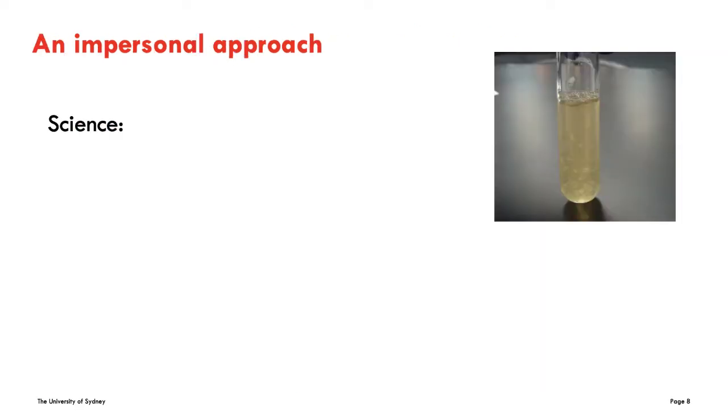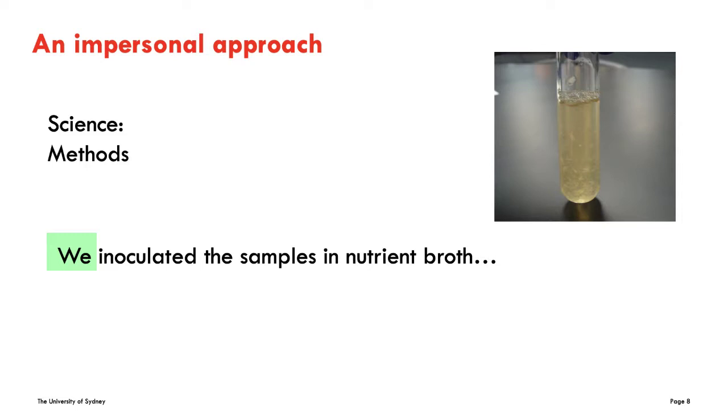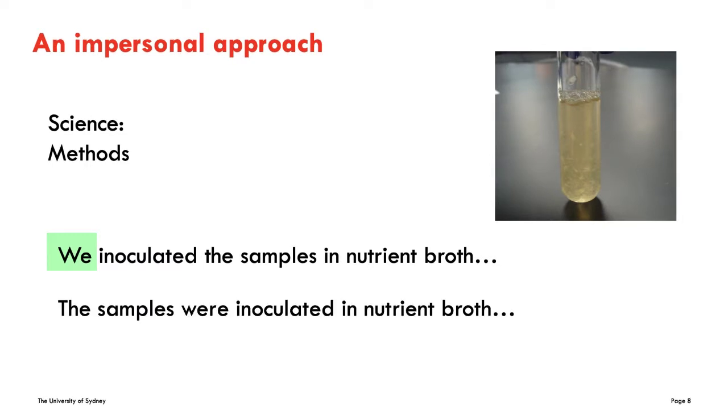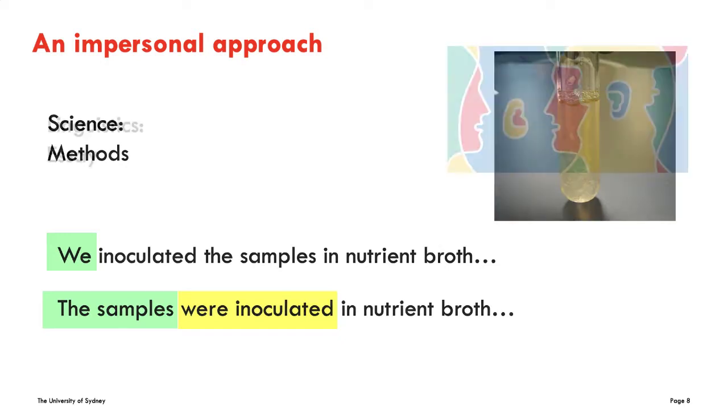In science-based disciplines, a personal approach is often not acceptable. For example, you typically have to write impersonally in the methods section of a report, even though it's describing actions you yourself carried out. So rather than say, "we inoculated the samples in nutrient broth," you'd put the focus on the samples and change the form of the verb, and write, "the samples were inoculated in nutrient broth."